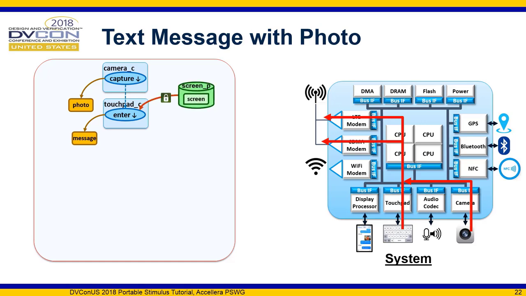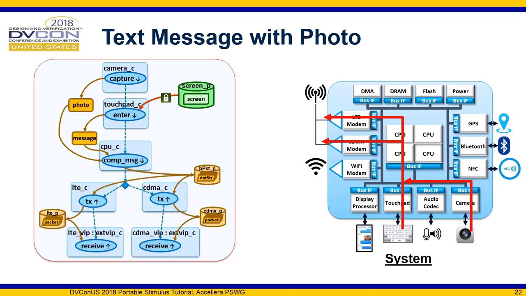Well, when I'm doing that touchpad operation, I'm using up the screen. I can't be watching the video while I'm typing in the message, right? We do this all the time. We have to pause our video, go across to the text app, go type it in. So we have that resource lock. And then once I have the two pieces, right, the photo as well as the message, then I can call this action called compose message that will take the photo, take the text, and send it to a modem, right?